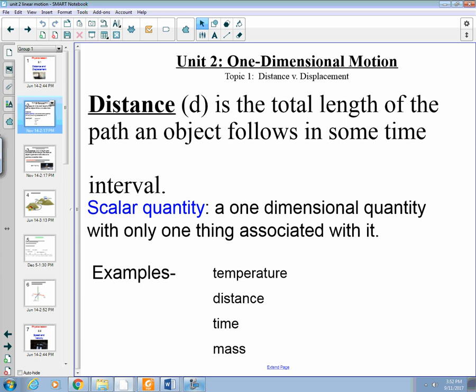I have some listed examples: mass, time, distance, temperature. Note that with the exception of temperature, most of the time these are going to be positive numbers. You can't have a negative distance, negative time, unless you're Marty McFly. And if you have less than zero mass, we're in for a world of trouble. So distance, scalar quantity, just one dimension, dealing with a number only.